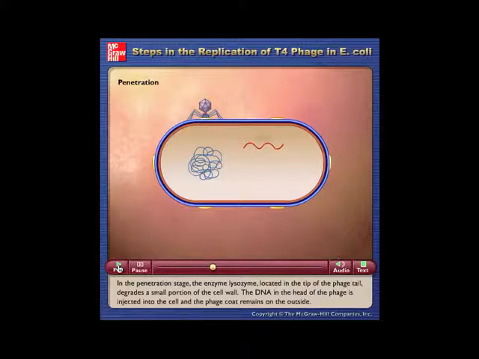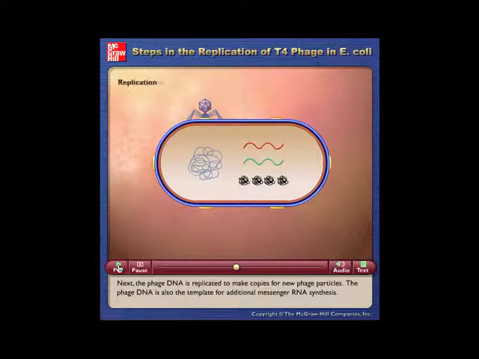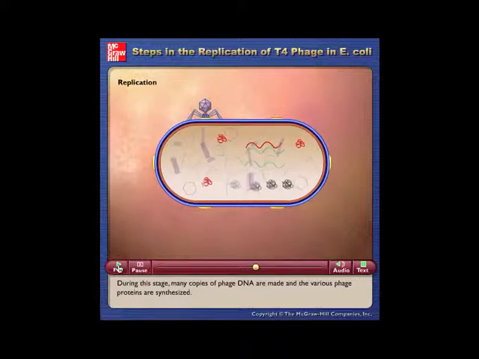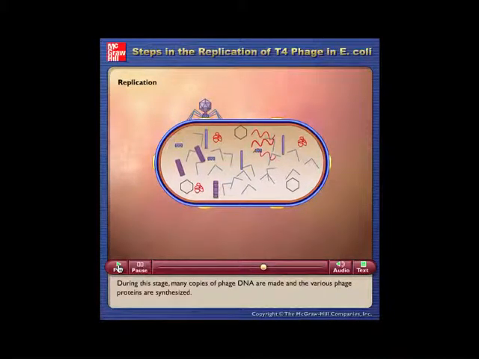remains on the outside. In the transcription stage, the phage DNA is transcribed into messenger RNA, which is then translated into phage proteins. Next, the phage DNA is replicated to make copies for new phage particles. The phage DNA is also the template for additional messenger RNA synthesis. During this stage, many copies of phage DNA are made, and the various phage proteins are synthesized.